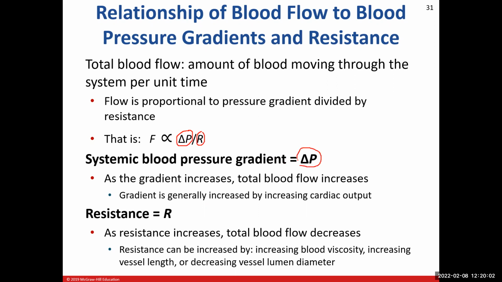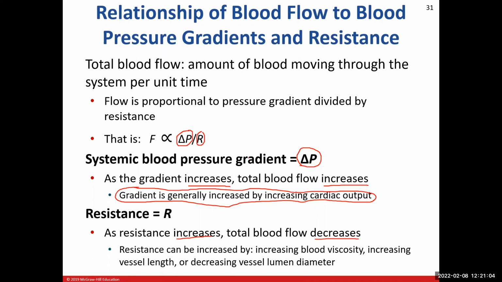The triangle refers to a change. So basically, I said this before, as the gradient increases, that pressure gradient increases, our total blood flow will increase. And again, to reiterate, that gradient is generally increased by increasing the cardiac output. So take into consideration what the heart is doing. It's not the only thing, but it definitely is part of this system here. Now when we're looking at resistance, if we increase resistance, we're going to decrease blood flow. If we make our blood more viscous, or if we have many more blood vessels in the total systemic circulatory system, you're going to make that longer, you're going to increase resistance. If those blood vessels are vasoconstricting, they're going to increase resistance. So keep in mind that equation.